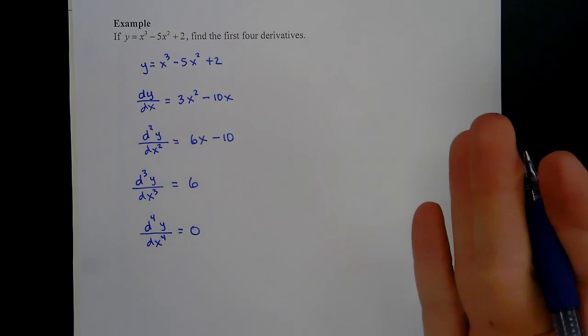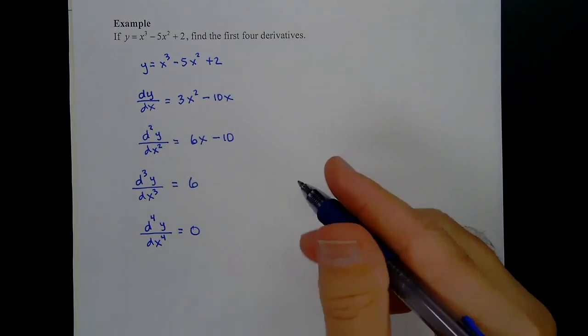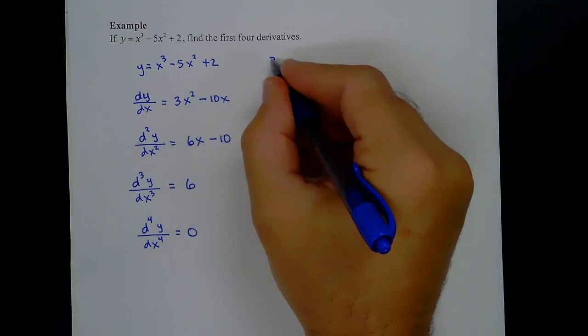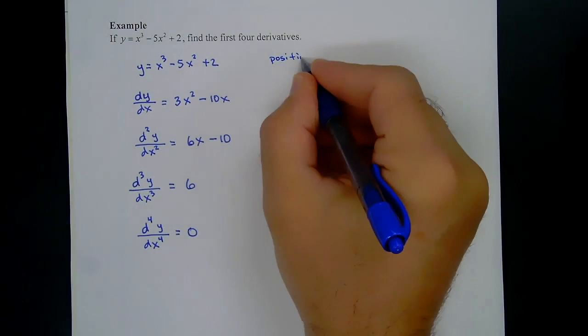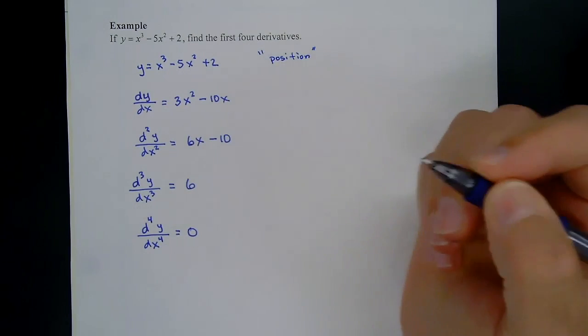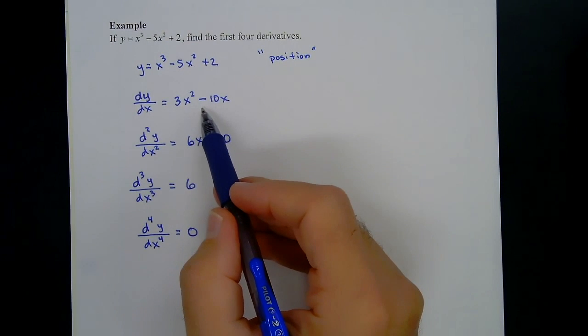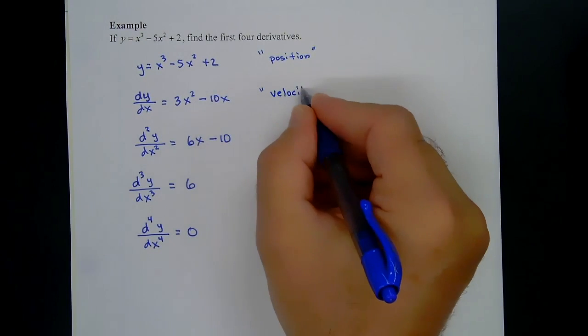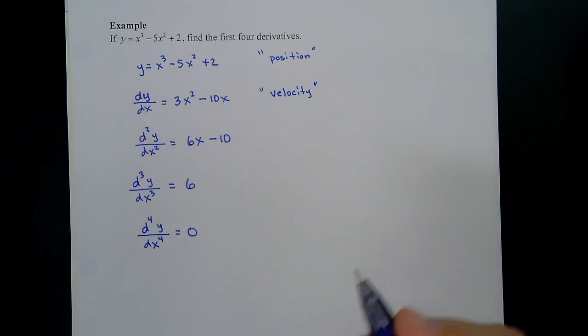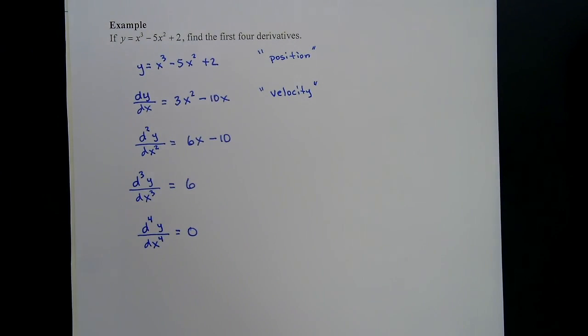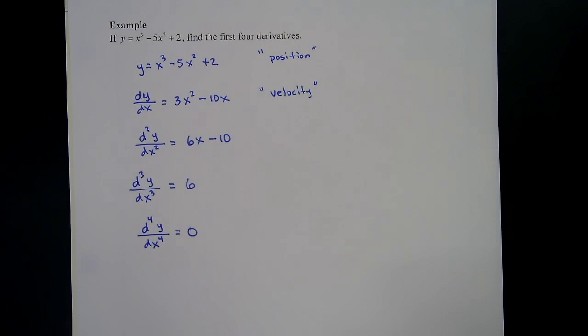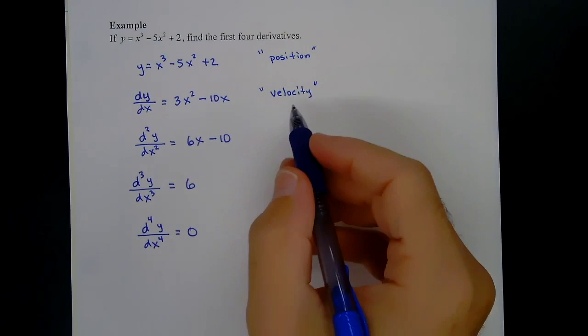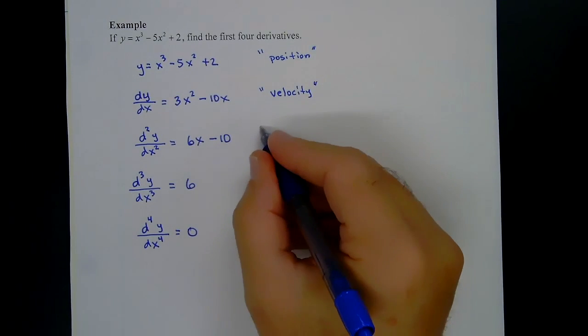If you took physics, or you are taking physics, this is the position function. This right here is the velocity function. And some of you were saying, Mr. Mitchell, these derivative graphs look like velocity graphs that we did in physics last year. Yeah, it's because that's what it is. The first derivative of something is the velocity. The derivative of velocity is acceleration.